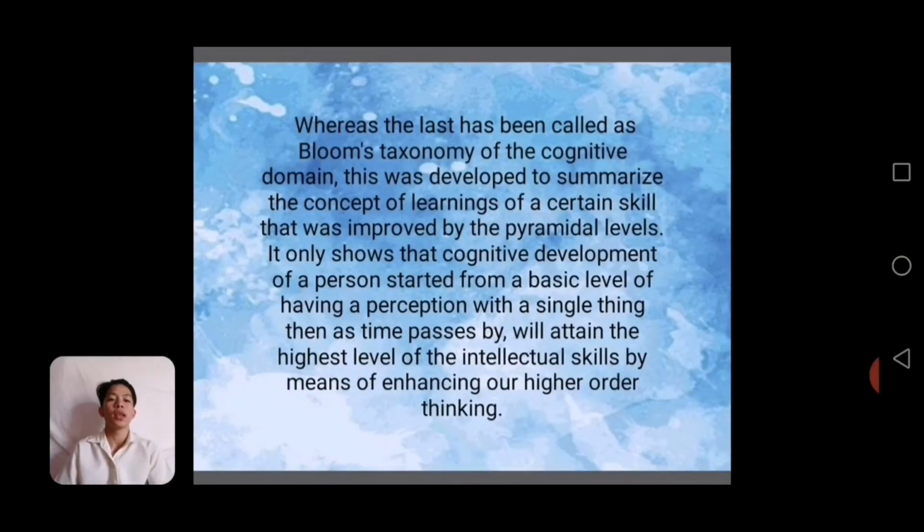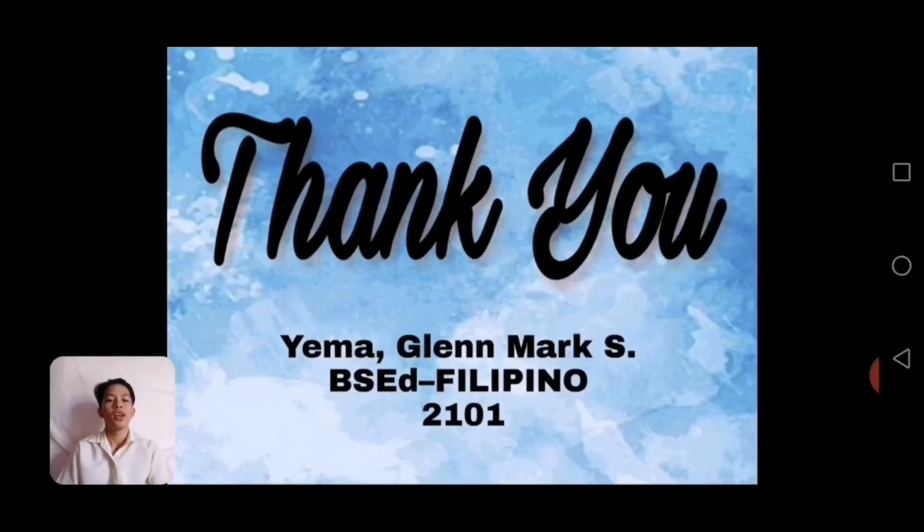Whereas the last has been called Bloom's taxonomy of the cognitive domain, or this was developed to summarize the concept of learnings of a certain skill that was improved by the pyramidal levels. It only shows that cognitive development of a person started from a basic level of having a perception with a single thing, then as time passes by, will attain the highest level of the intellectual skills by means of enhancing our higher order thinking. That's all, and thank you.